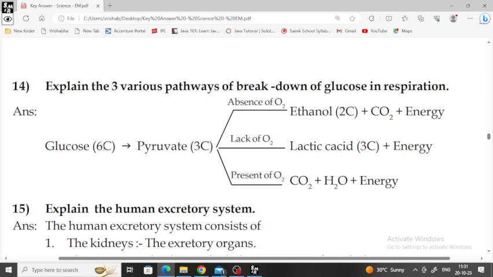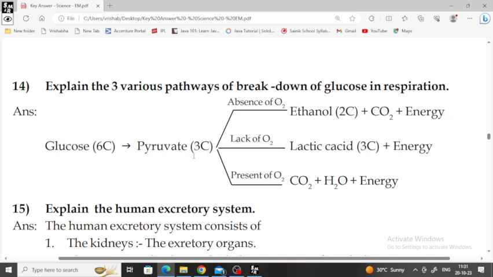The 6-carbon glucose in the cytoplasm of the cell is converted into pyruvic acid, a 3-carbon molecule, with liberation of a small amount of energy. Then pyruvate, in the absence of oxygen, is converted into ethanol, C2H5OH, plus carbon dioxide. A very small amount of energy is released.